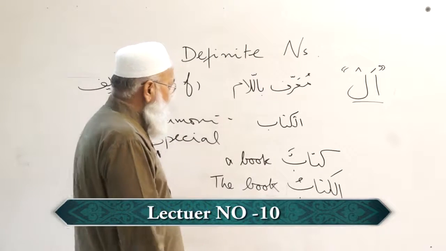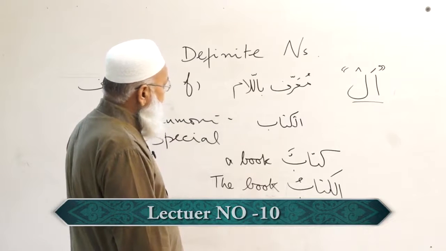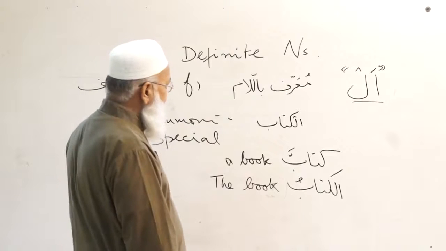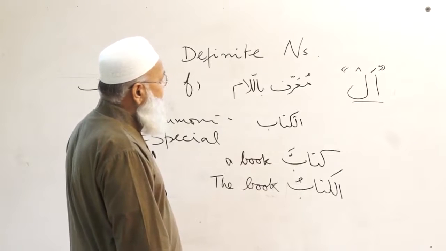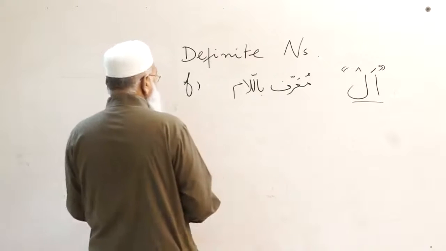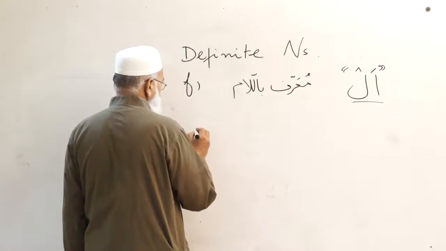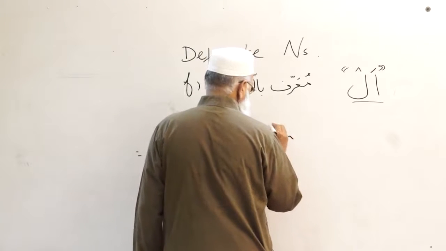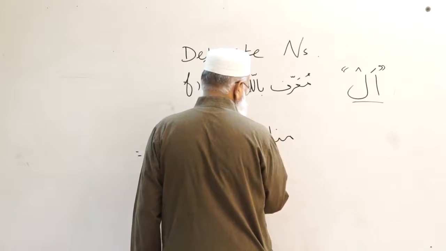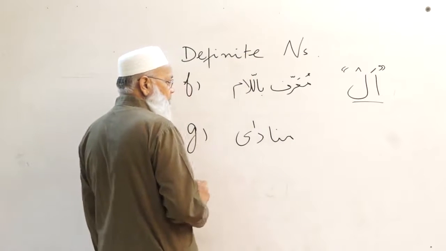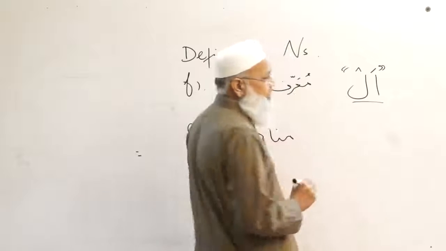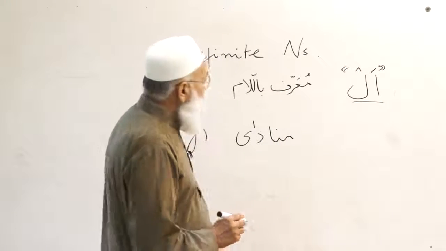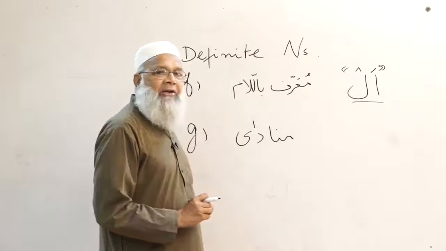So in Arabic, when alif lam is added to a noun in the beginning, it becomes a definite noun from an indefinite noun. And the last is munada. Munada, whomsoever you call, will be treated as a definite noun.